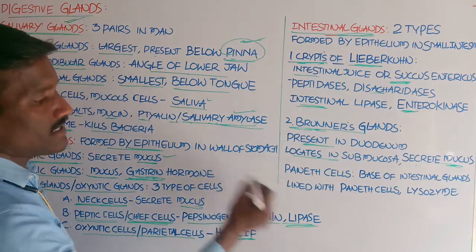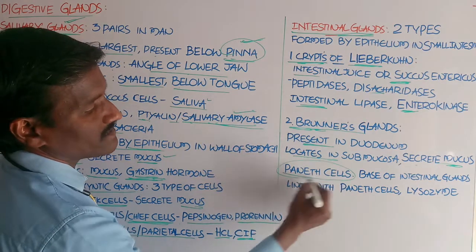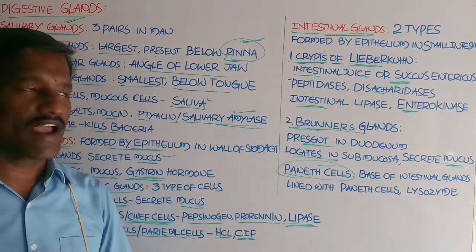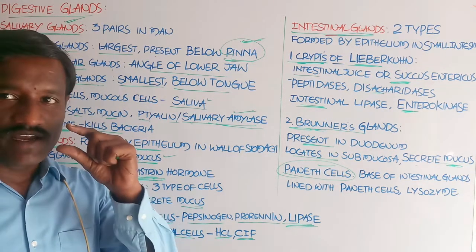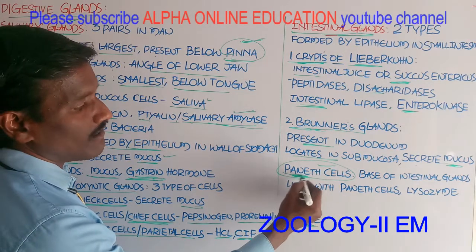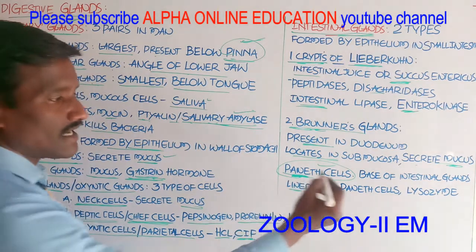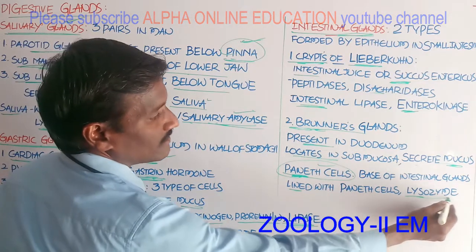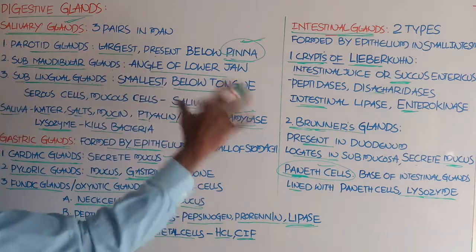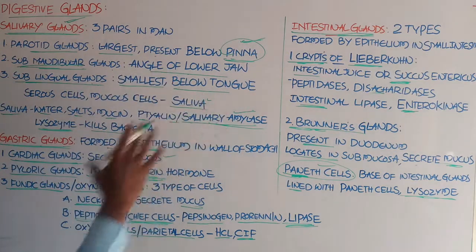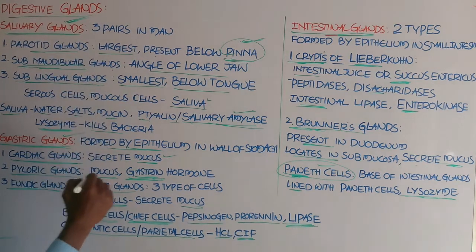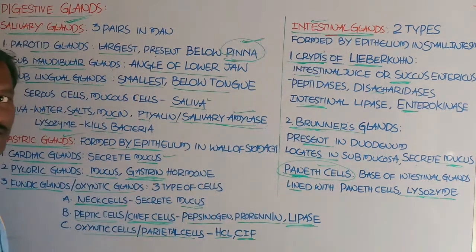Next, what is the role of the Paneth cells? The bases of the intestinal glands are lined with another type of cells called Paneth cells. Paneth cells secrete lysozyme enzyme. Okay students, this is about the different types of digestive glands: salivary glands, gastric glands, and the intestinal glands.